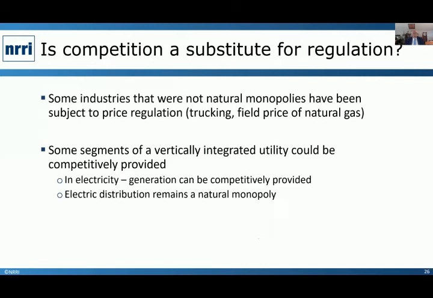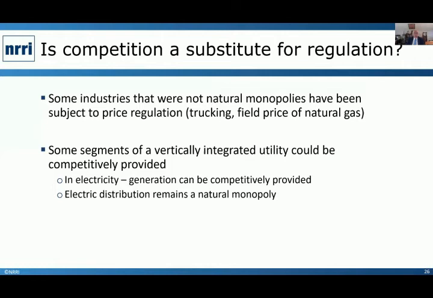So one question that we often get as regulators is competition. So here we have a rationale for why we regulate utilities. But one of the questions that we often hear as regulators is, is competition a substitute for regulation? And indeed, there have been industries that have been subject to rate regulation, trucking and the fuel price of natural gas, that in fact were not natural monopolies, and for which those markets have subsequently been deregulated.